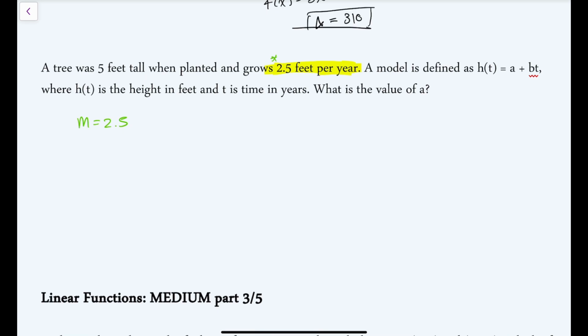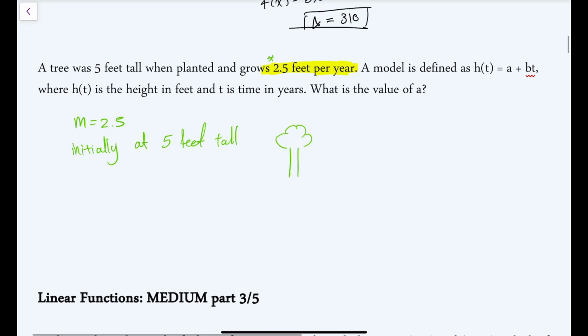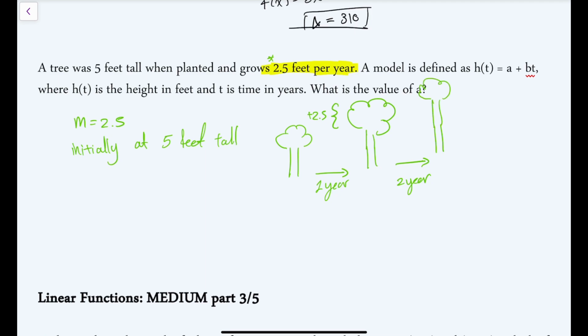So this tree initially starts at 5 feet tall. And then every single year it increases by 2.5 feet. So again, if our tree is this height at birth, 1 year later, the tree will grow to be taller by 2.5 feet. So the difference between the heights is plus 2.5. And this will continue every single year. So to year 2, now we're going to get even taller. So the rate of change is 2.5 because now we'll be at 5 plus 5 feet in the second year.